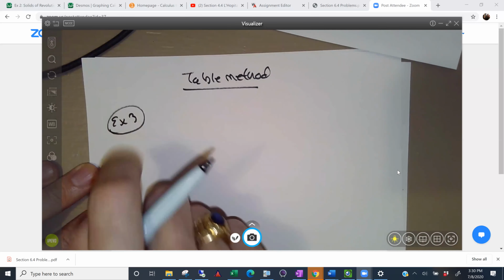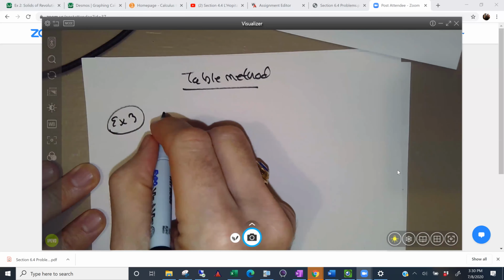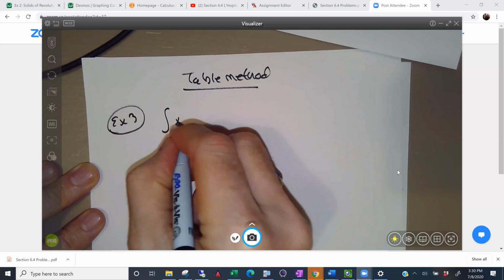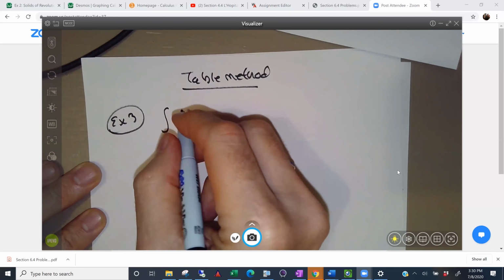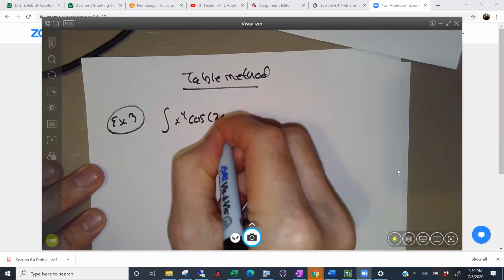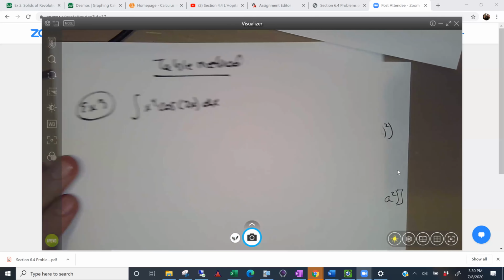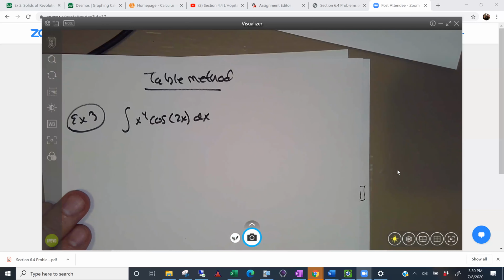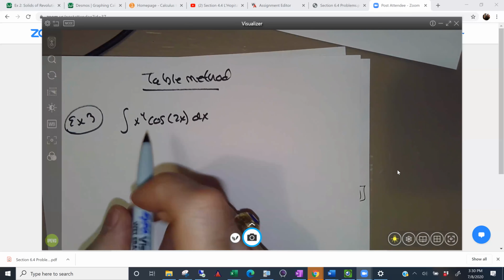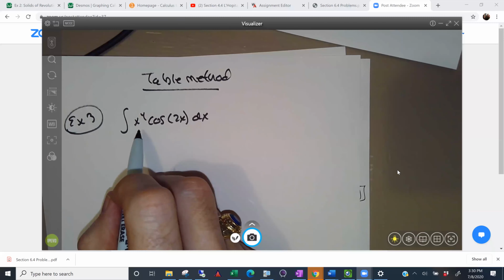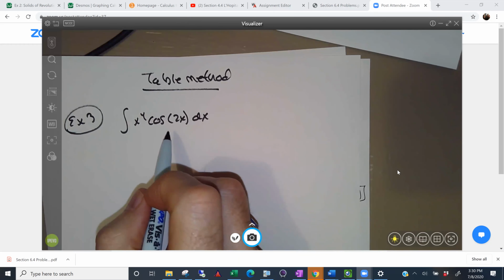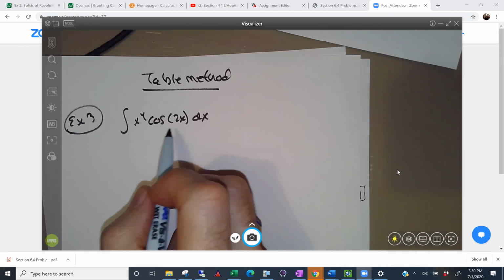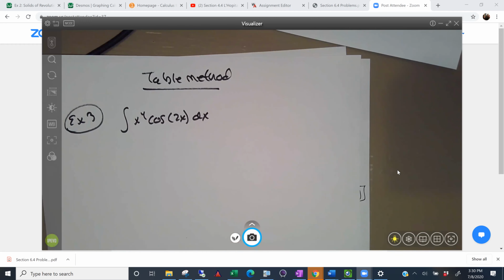This is our third example of integration by parts. The integral of x to the fourth times, let's do cosine of 2x dx. When you look at this, there's no quick u substitution that you can do. There are no good trig identities that we can use. You're just stuck. And since we don't have too many integration techniques, you start thinking integration by parts.